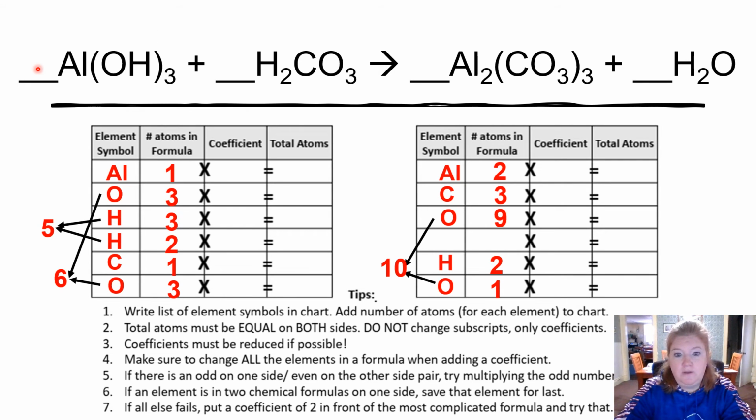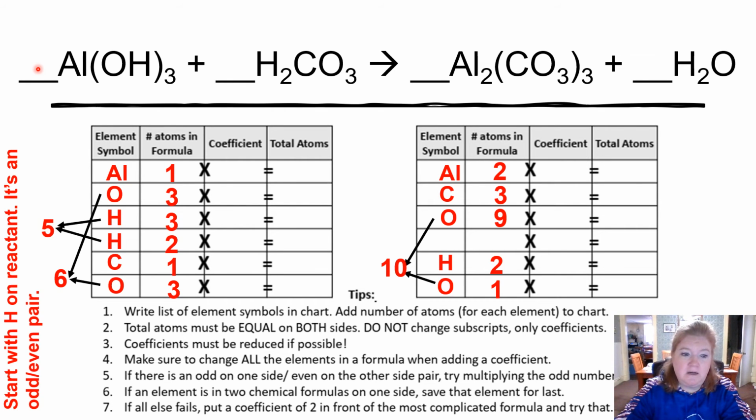Okay, so this looks really complicated, right? Okay, so where am I going to start? I'm going to start with H on the reactant. It's an odd, even pair type situation. So you can see 3 on this side, but it's a 2 on this side. I'm never going to get that to work unless I get this to be even. So by doing that, I'm going to put a 2 coefficient up here.